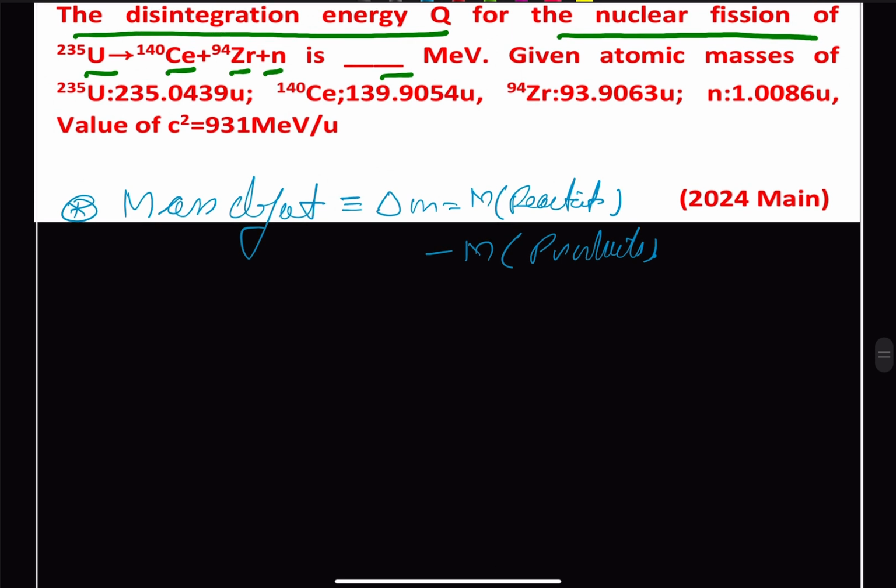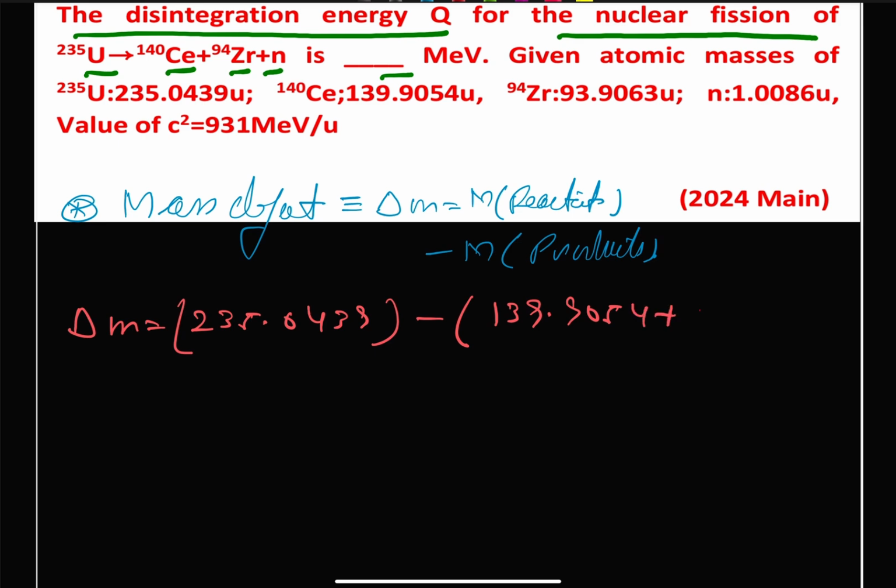and the reactant is only uranium, so we get that this delta M will be equal to 235.0439 minus 139.9054 plus 93.9063 plus 1.0086.